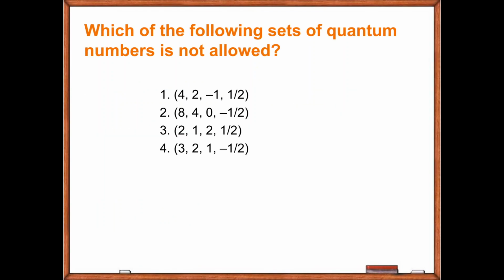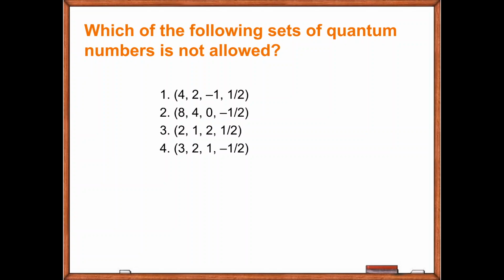Okay, so now we're just going to do a couple of these problems. I think it's 1 or 2. And then we'll move on and we'll look at a couple more orbital shapes, and then we'll be done. Okay, so which of the following sets of quantum numbers is not allowed?